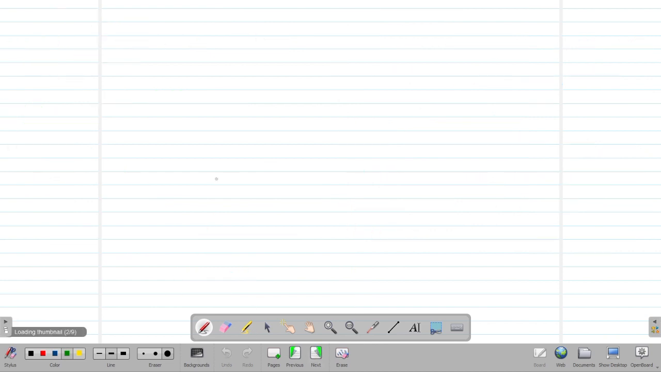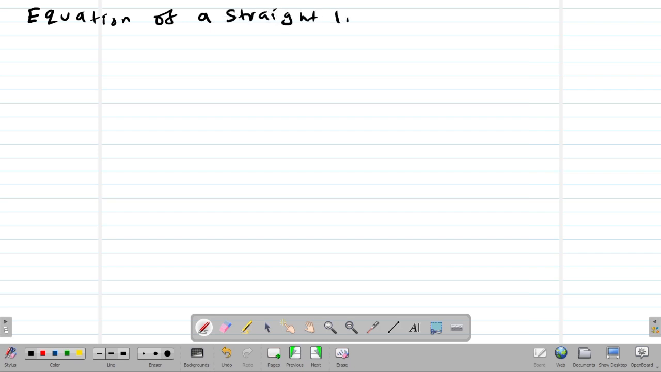Then the third concept on this topic is what we call the equation of a straight line, or the general form of a straight line. So we just look at the equation of a straight line.